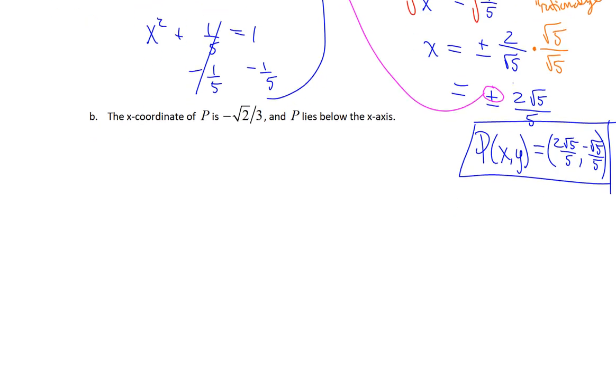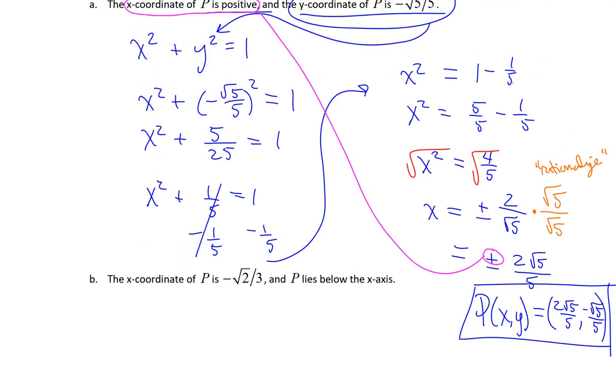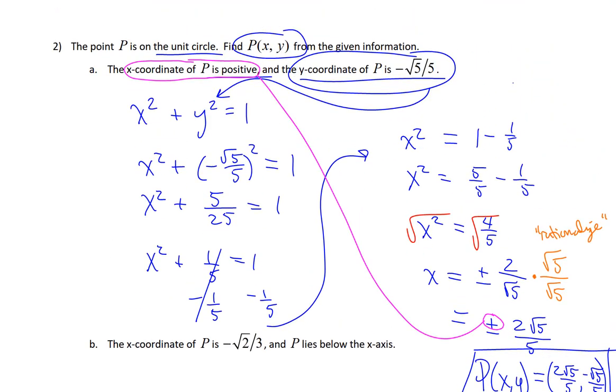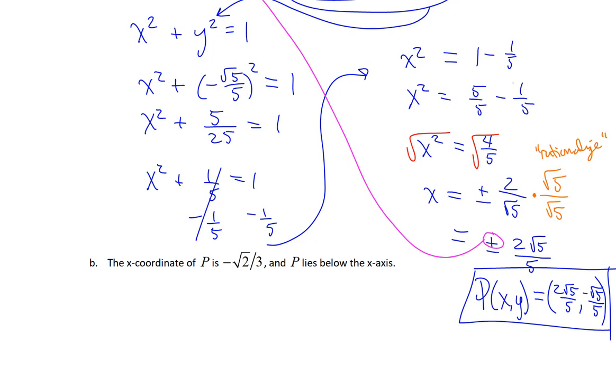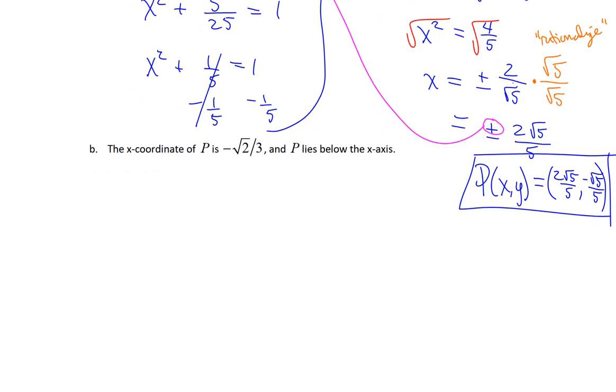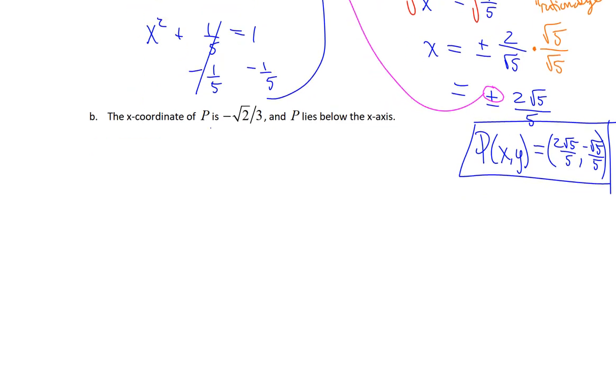Now let's try another one of these. Similar kind of problem, right? We're still in the same subheading of this problem where it says the point P is on the unit circle. Find this P of x comma y form from the given information. We just did part A. Part B says the x coordinate of P is negative root 2 over 3, and P lies below the x-axis.